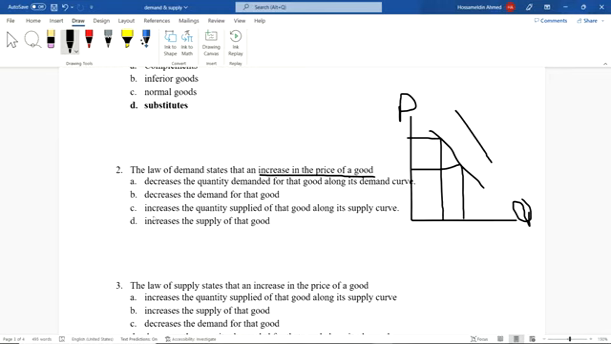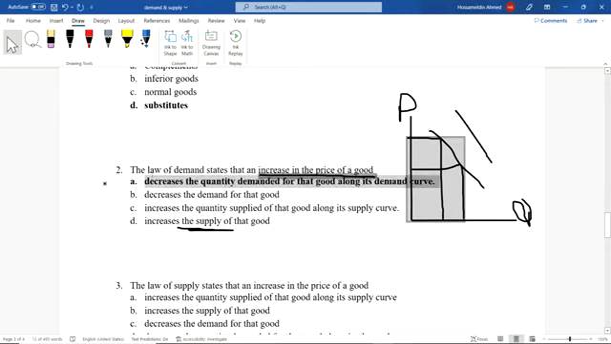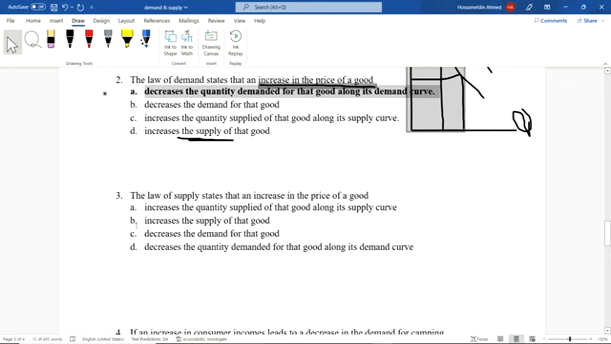Number C, increases the quantity supplied of that good along its supply curve. I didn't mention the supply curve at all, or supplying at all. So C is incorrect. D, increases the supply of that good, is also incorrect because this is a description of the supply curve, not the demand curve. So the answer is number A. Number A is the one we choose to be right.